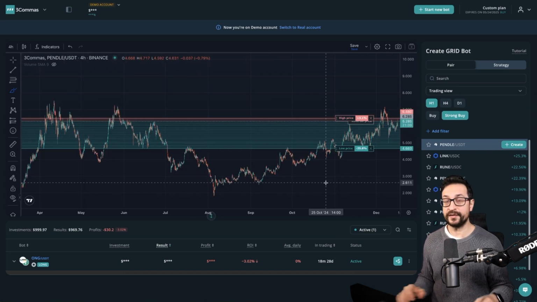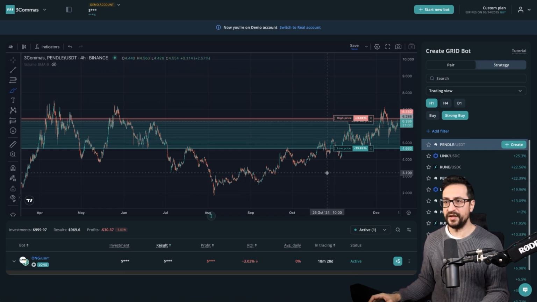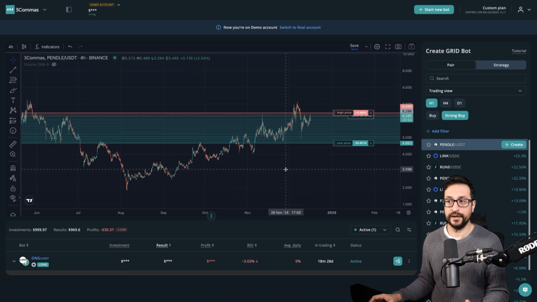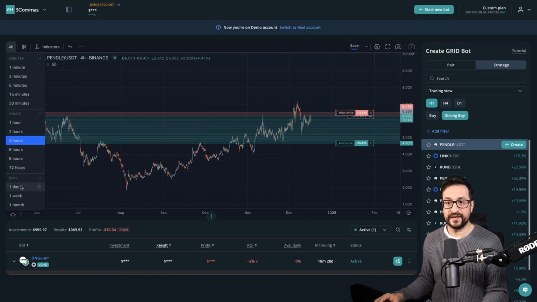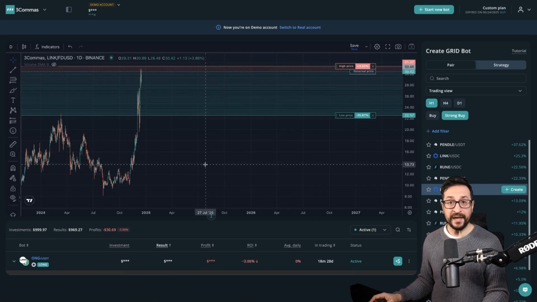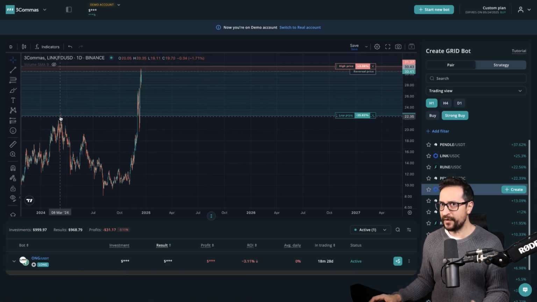Something that requires way less knowledge and that still can leverage the power of grid bots during a bull market is to establish a range for a coin using a higher time frame, for example, the daily or the weekly. Many coins have already broken the highs of March, but there are many of them that haven't.